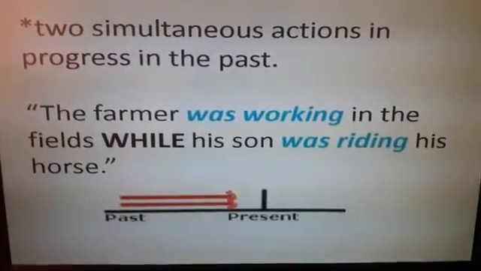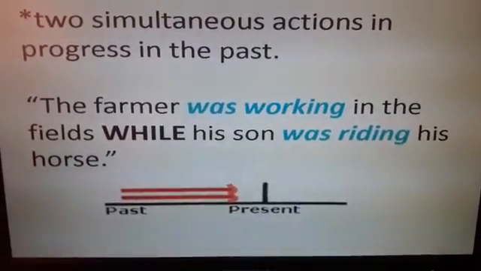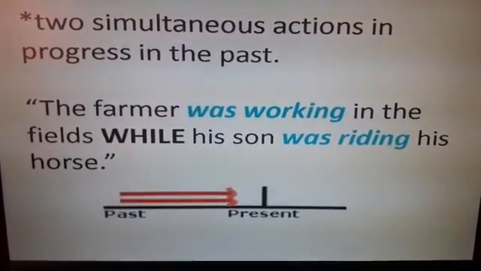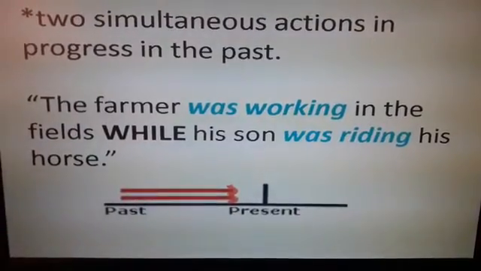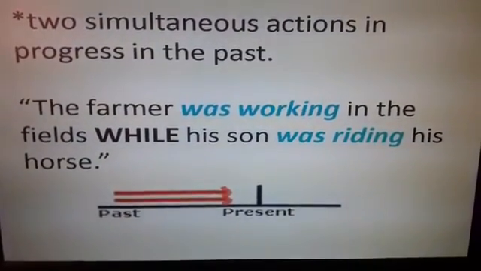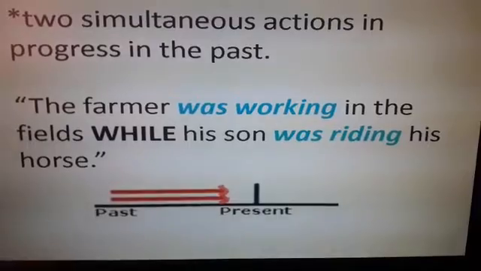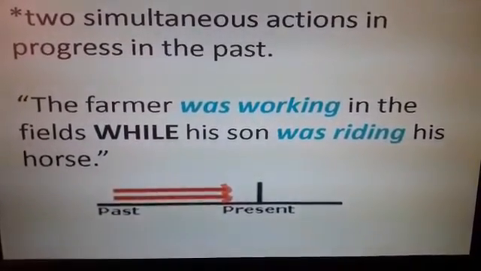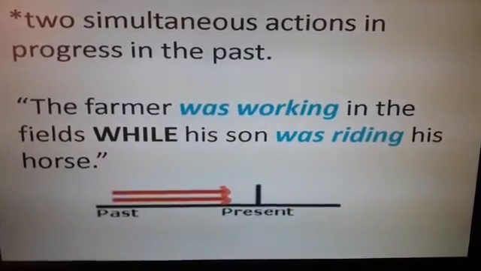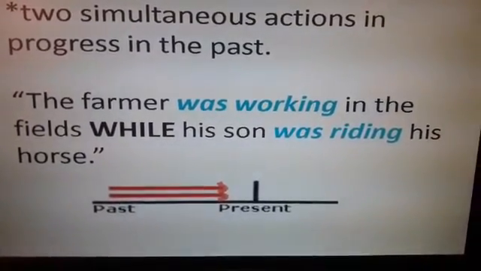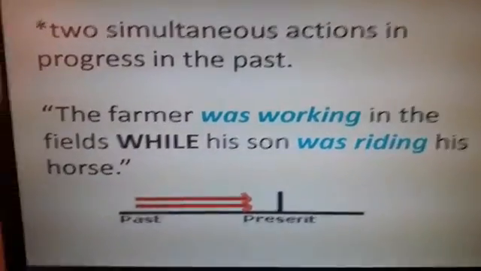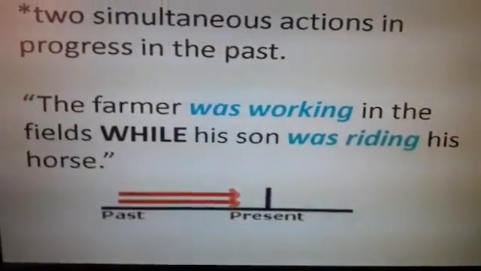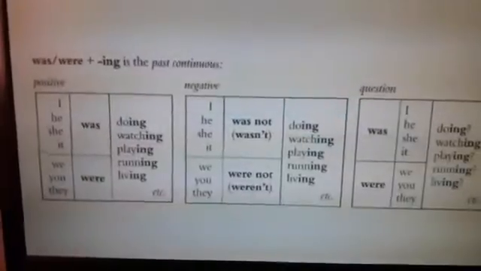Okay, here we have another use of the past continuous. So when two simultaneous actions were in progress in the past. For example, the farmer was working in the fields while, the connector to show that the two actions were happening at the same time, his son was riding his horse. And as you can see in the drawing, the two actions were happening at the same time.